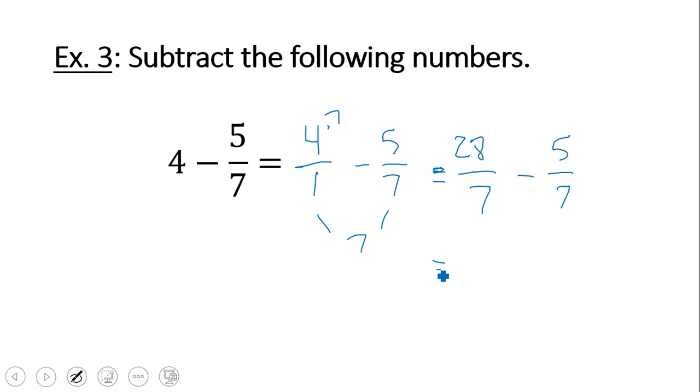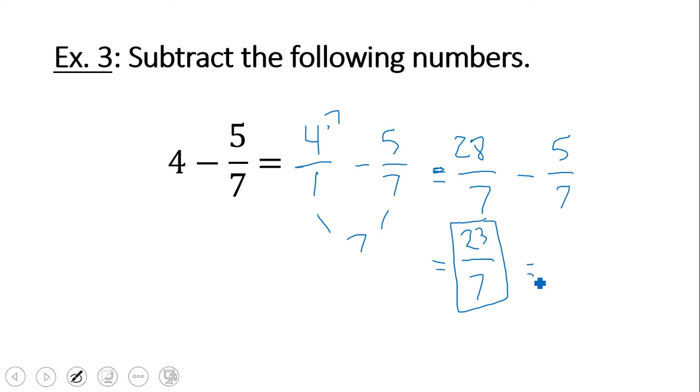So 28 over 7 minus 5 over 7. Well, once again, our denominator 7 will stay the same. 28 minus 5 is 23. So we can leave our final answer, if it's okay to leave it as an improper fraction, 23 over 7.